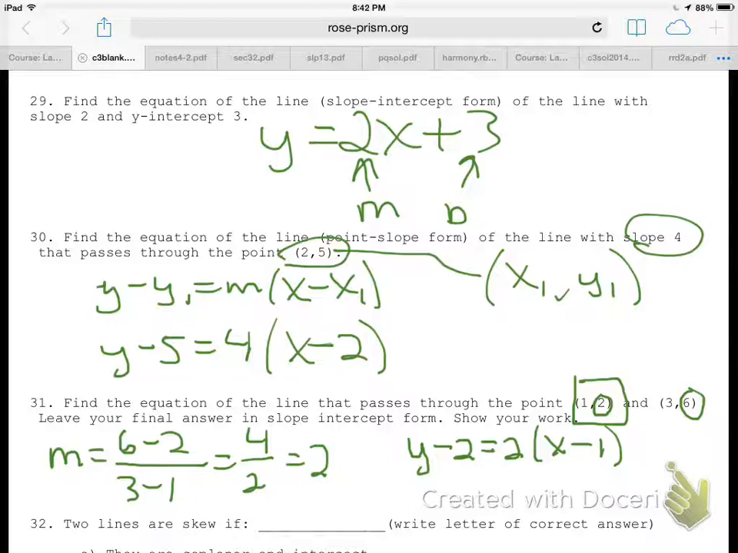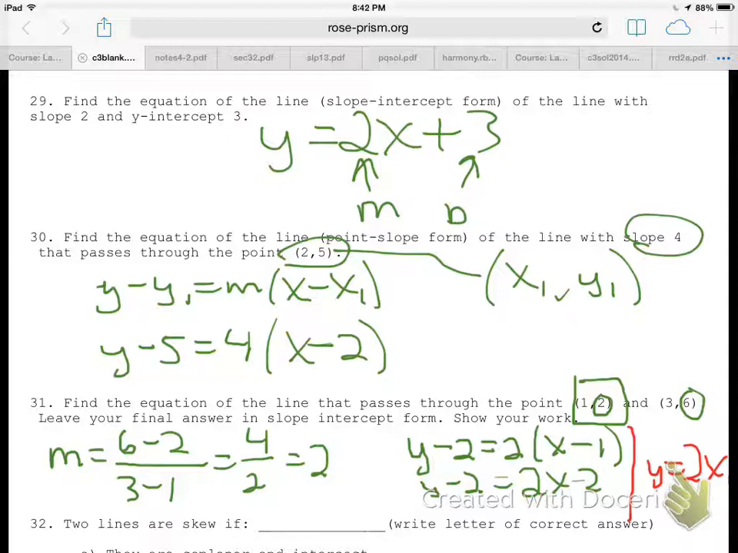It says we want the final answer in slope-intercept form, so I'm going to solve this. This is y minus 2 equals 2x minus 2, and if we add a 2 to both sides, our final answer on this problem is going to be y equals 2x.